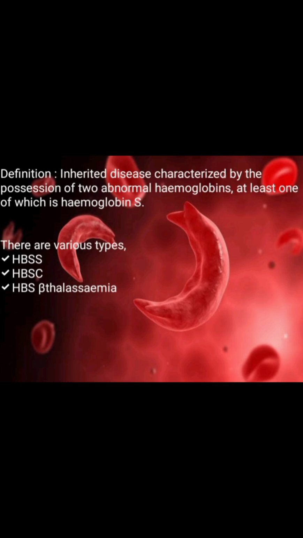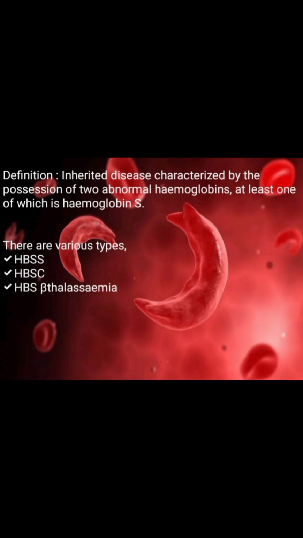So there are various types of the hemoglobins that we have. We have hemoglobin SS, hemoglobin SC, hemoglobin S, and then that of the beta thalassemia. They are all various types of hemoglobins that we have.